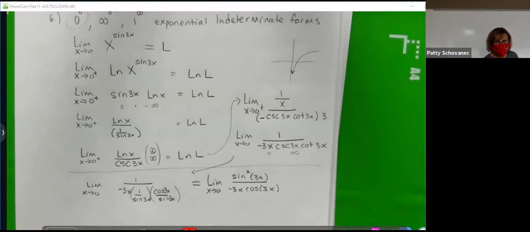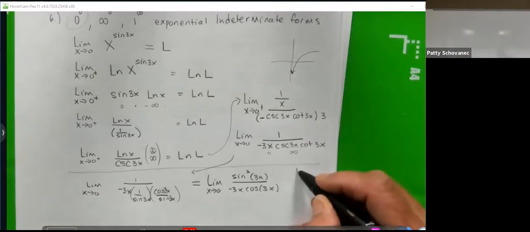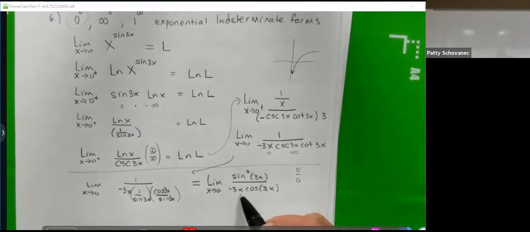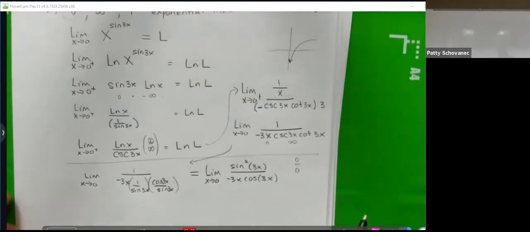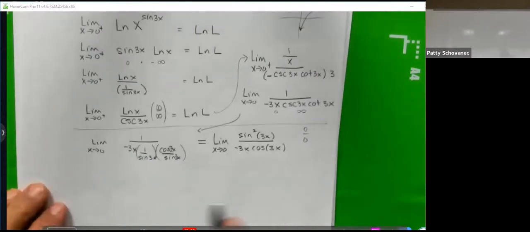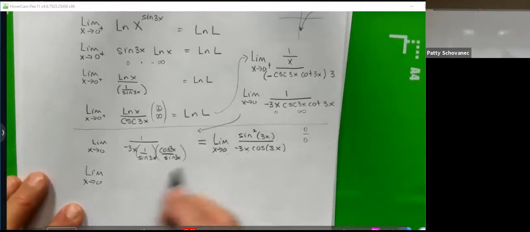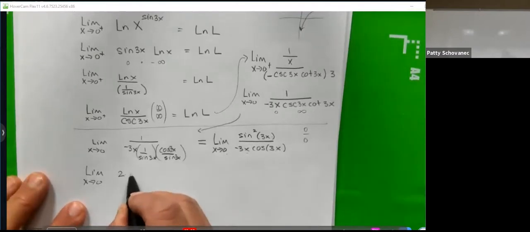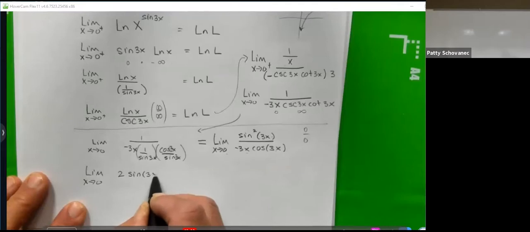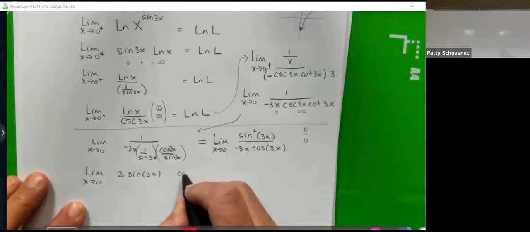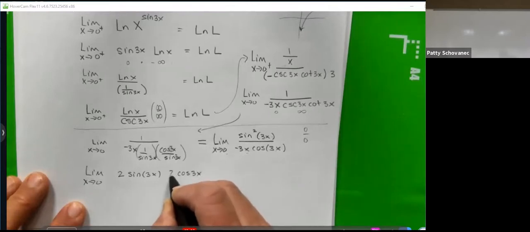Is that too fast in the old algebra? It gets us to a 0 over 0 form. The sine of 0 is 0, and this is 0 times 1. So we do L'Hopital's rule again. Derivative of the top is the power rule, 2 sine of 3x. Bring the power down, raise it to 1 power less. The derivative of sine is a cosine of 3x. Then the derivative of the angle gives me a 3.